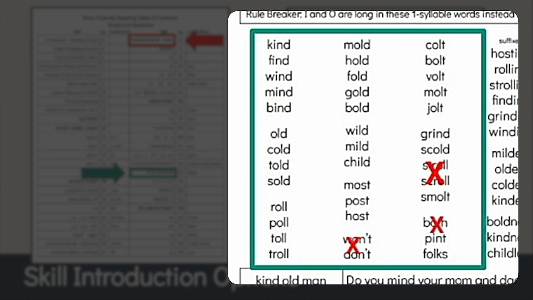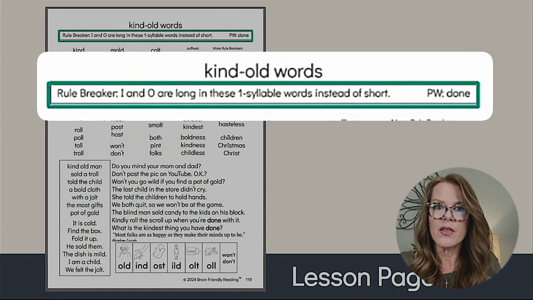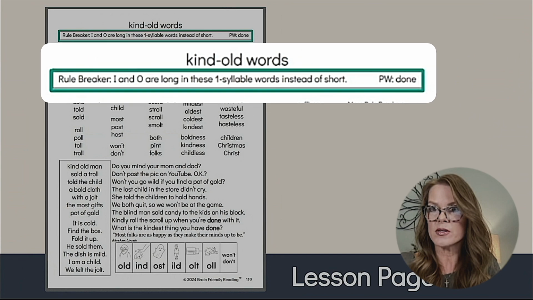And additionally, I would also not include words from the last two columns if I haven't taught the suffixes that are included in those words. As a side note, remember you can always circle back around to this page at a later time to teach the more advanced skills when it is right for your students. The teacher note box at the top of the lesson page says I and O are rule breakers in one-syllable words because they make the long sound instead of short.